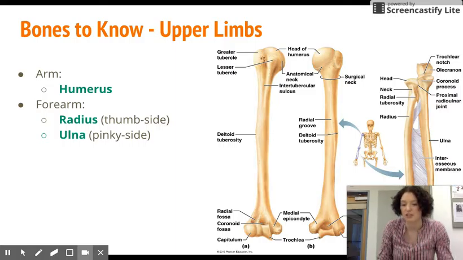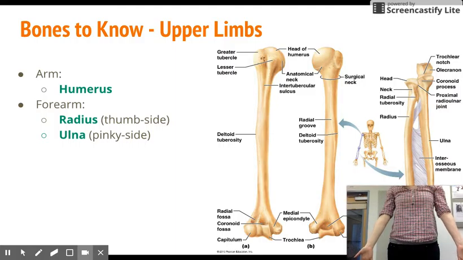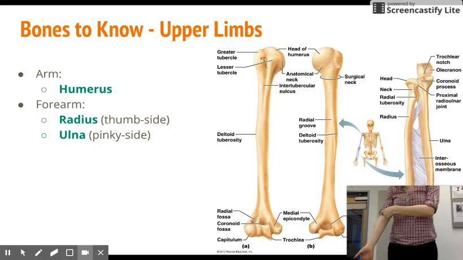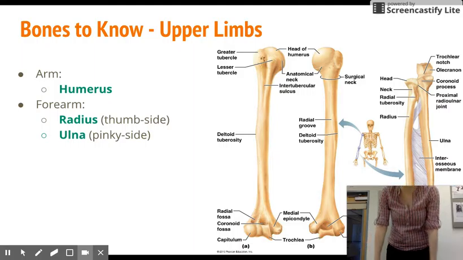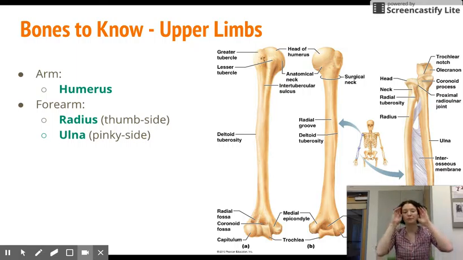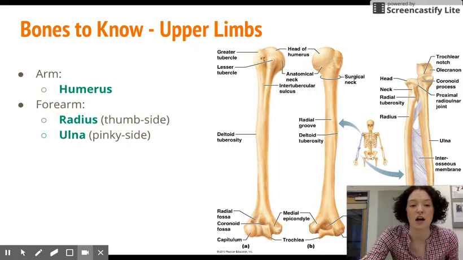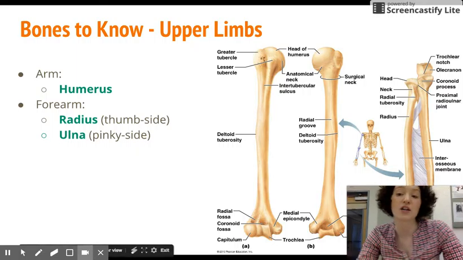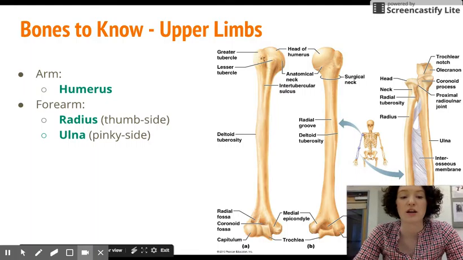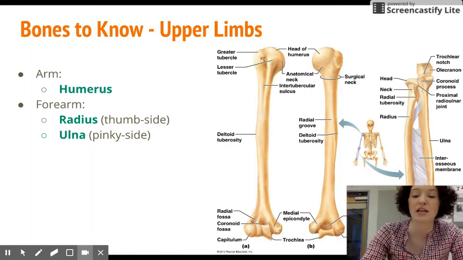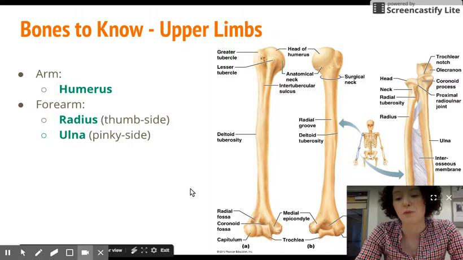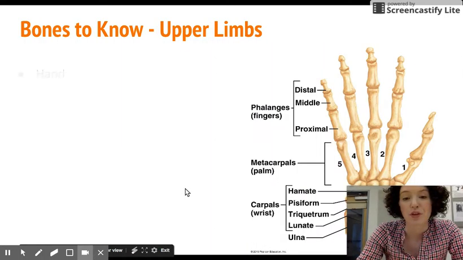So I'm going to sort of stand here. And so if I'm in anatomical position, you'll find that the radius is usually going to be on the outside and the ulna is going to be on the inside, which is my pinky side. Okay. So the radius is lateral when in anatomical position and the ulna is medial when in anatomical position, as a way to remember those.